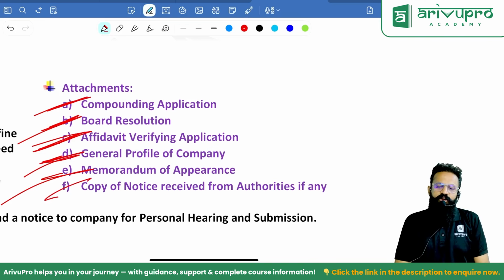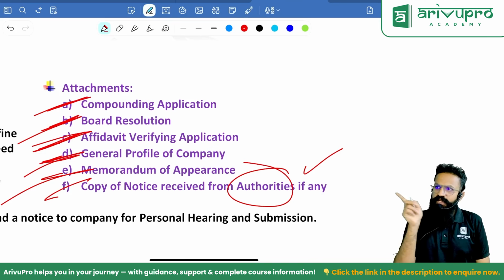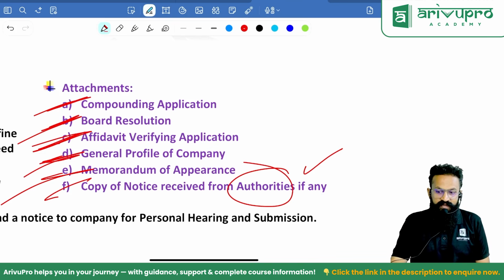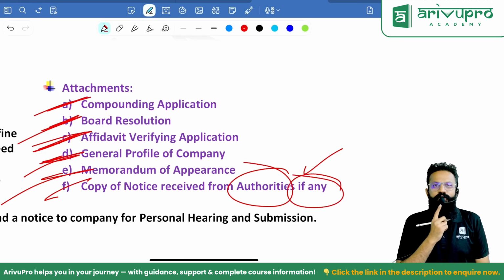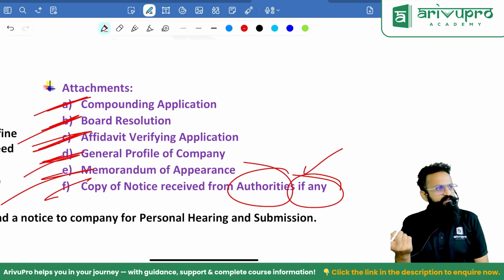The last one: copy of notice received from authorities, if any. What is that? What if prosecution has already started? I can still go ahead for compounding. So if I have received any notice, give that notice also. That is why "if any". You can go for compounding either before initiation of proceedings or even after initiation of proceedings.